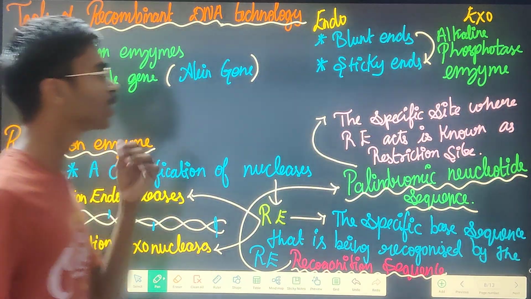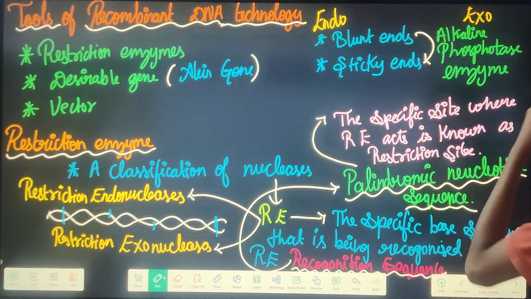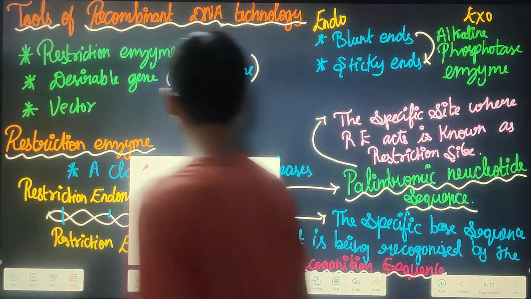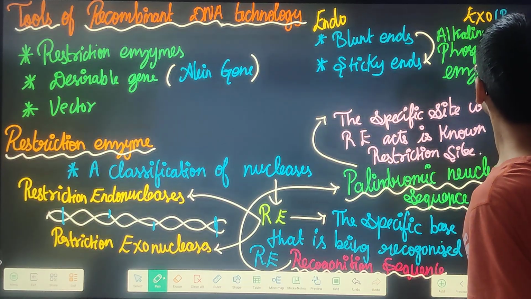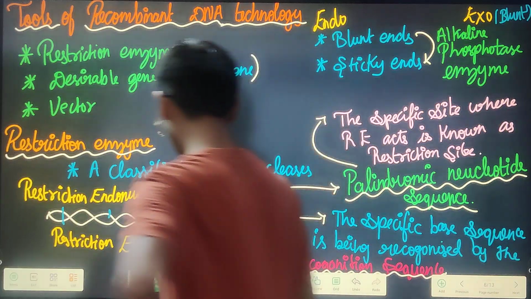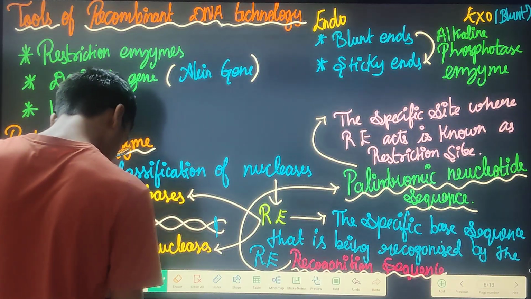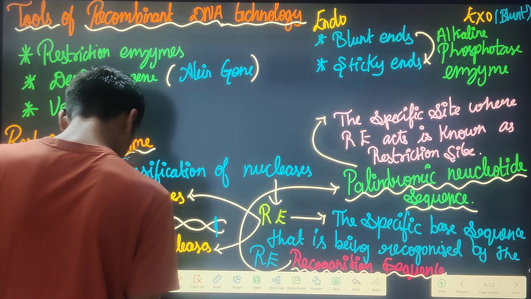And in exonucleases, if they are asking you in multiple choice questions, then you can write it as blunt end itself. Blunt end is the thing. Now then, what else have I left? Still there are examples, still there are some points that I know. Palindromic sequence I've written.